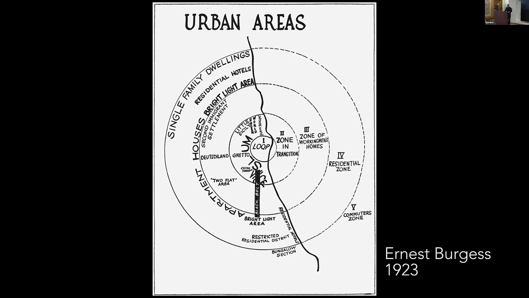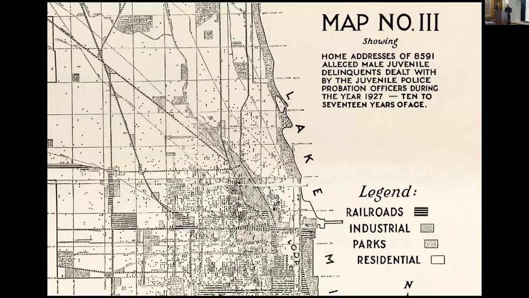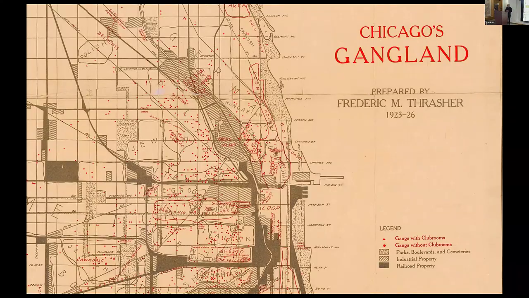So some of the first studies done after this map, done by Burgess's students, looked at specific aspects of Chicago. Many of them included maps like this one. These are known as spot maps, hundreds or thousands of specific locations. Here we have 8,591 alleged male delinquents. Here's another well-known one mapping Chicago's ganglands. Each red dot here shows the location of a different gang.